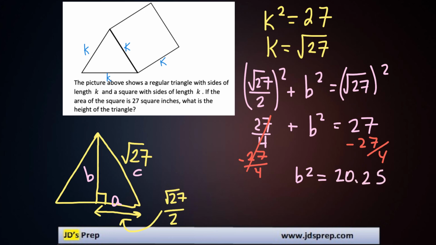All right, our final step to solve for b, or the height of the triangle, is to square root. And the square root of 20.25 is 4.5. So the height of that triangle is 4.5 inches.